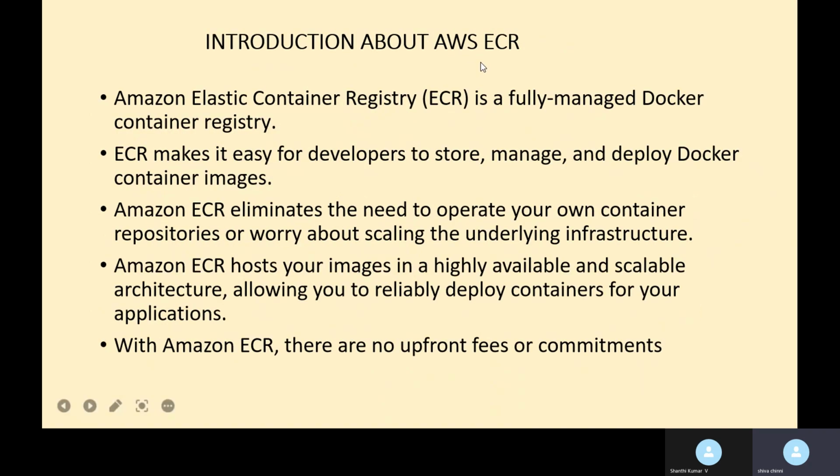We are also involving AWS ECR, which is basically Elastic Container Registry. It is a fully managed Docker container registry managed by AWS itself. It makes it easy for developers to store, manage, scale and deploy Docker container images on the ECR repository. It eliminates the need to operate your own container repositories, so no need to worry about scaling and the underlying infrastructure; ECR will take care of it. ECR hosts your images in a highly available and scalable architecture, which allows you to reliably deploy containers for your applications. With Amazon ECR, the main benefit is that there are no upfront fees or commitments before using ECR at first.